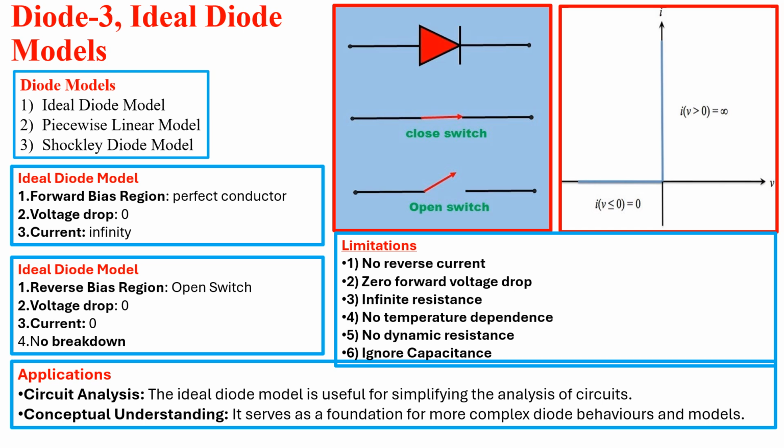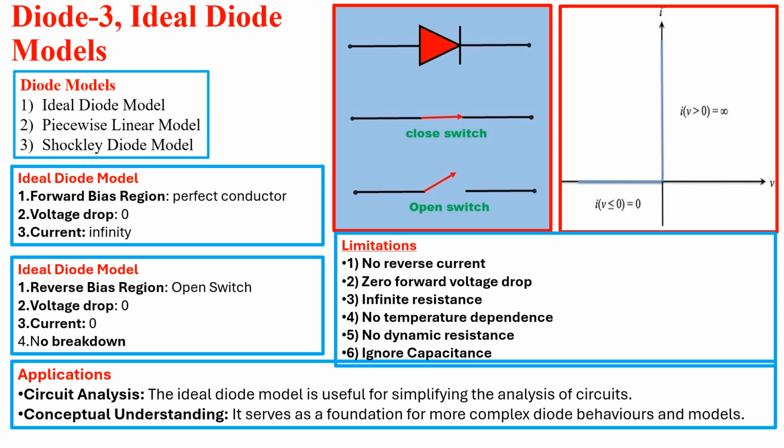The ideal diode model, as discussed above, is a simplified representation of diode behavior, but it has very serious limitations. One of them is that there is no reverse current. In the ideal diode model, the diode is assumed to have zero reverse current when reverse biased, which is not true in a real diode. Real diodes exhibit a small reverse leakage current.